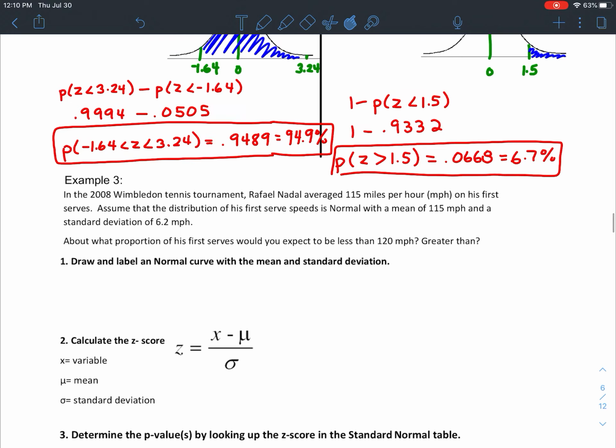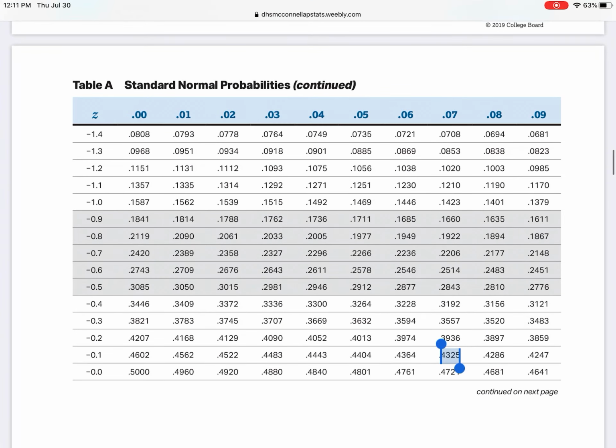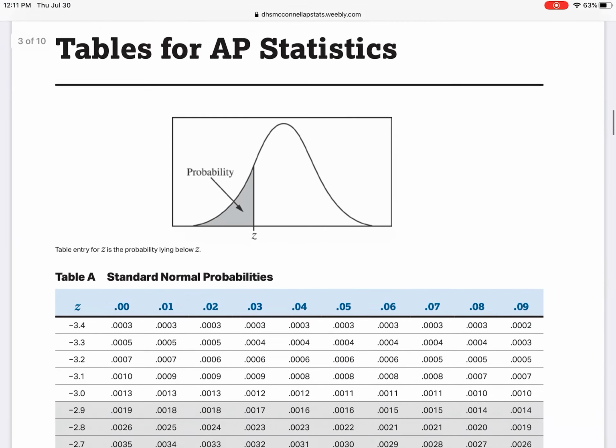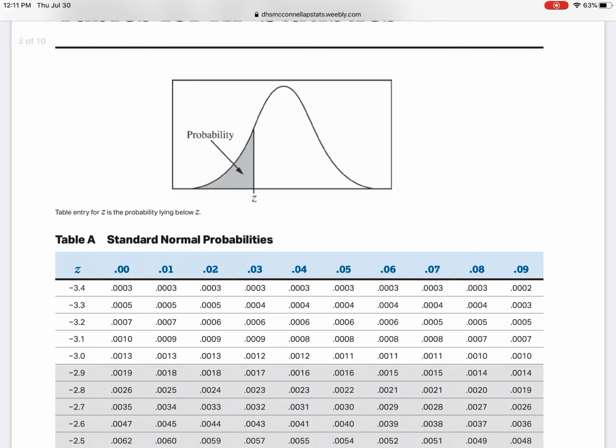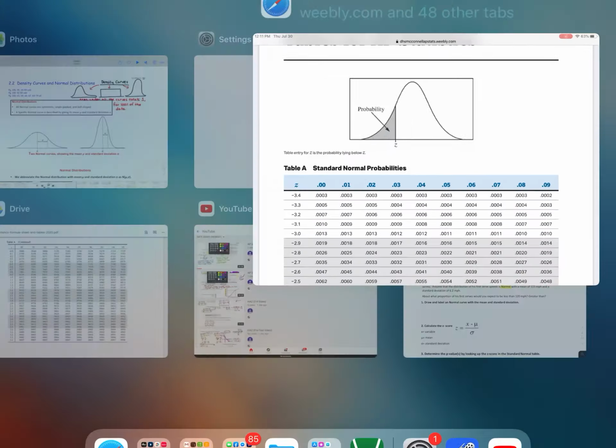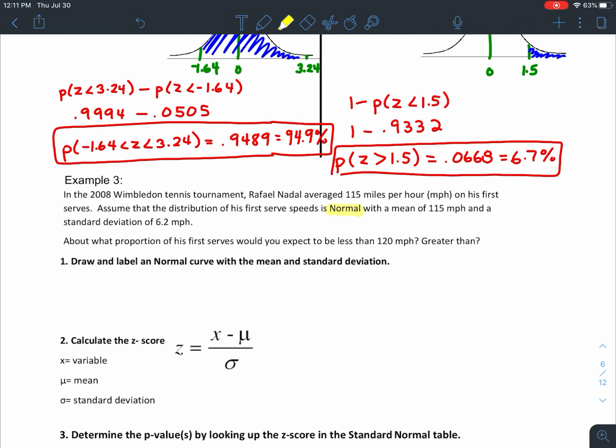It says, in the 2008 Wimbledon tennis tournament, Rafael Nadal averaged 110 miles per hour on his first serves. Assume that the distribution of his first serve speeds is normal. Now that's very important. We're assuming that this is a normal distribution. By the way, when you use this table, you see how this table A is called standard normal probabilities. You could not use that table if your data is skewed or anything like that. It has to be this bell-shaped normal curve.